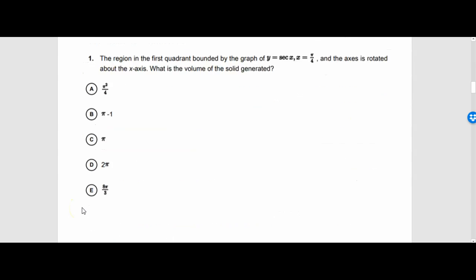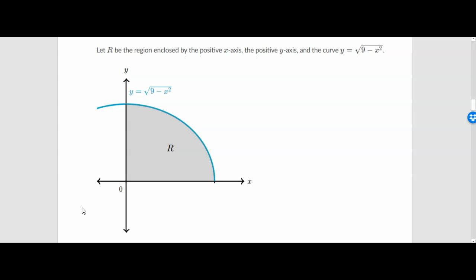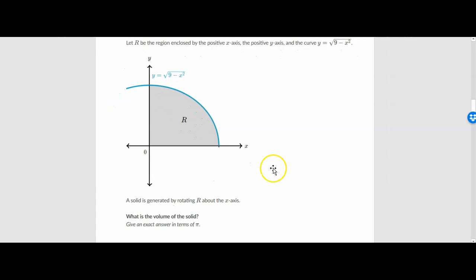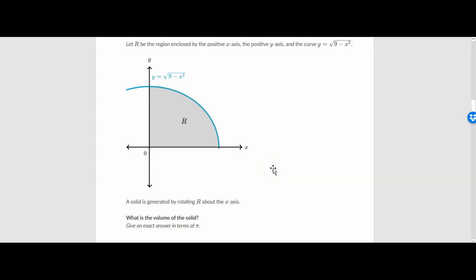Okay, we're going to jump down here to this one right here. It says let R be the region enclosed by the positive x-axis, the positive y-axis, and the curve y equals the square root of the difference of 9 and x squared. We're rotating this around the x-axis, so again our integral is going to be in terms of x. We want to find the volume of the solid, give an exact answer in terms of pi.